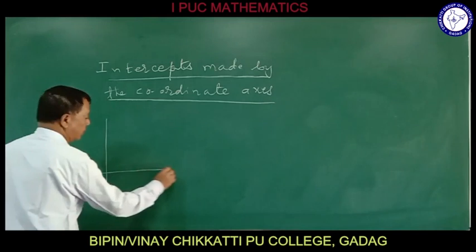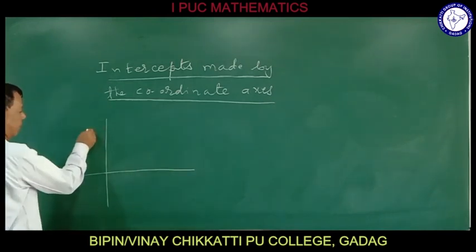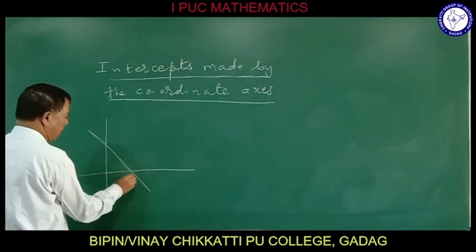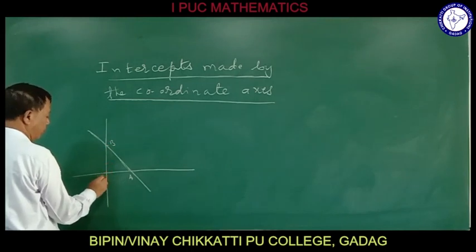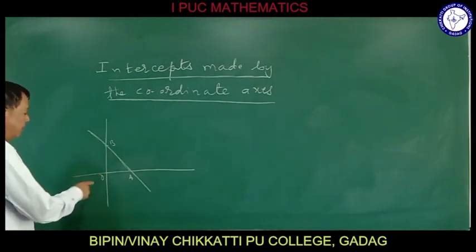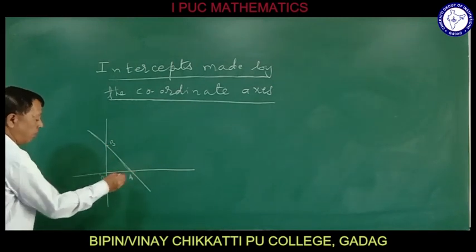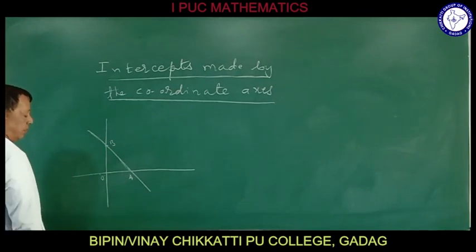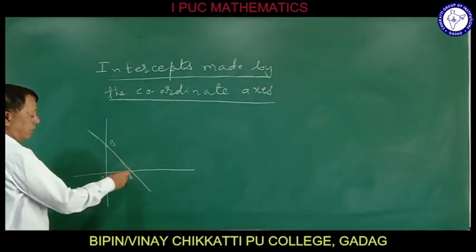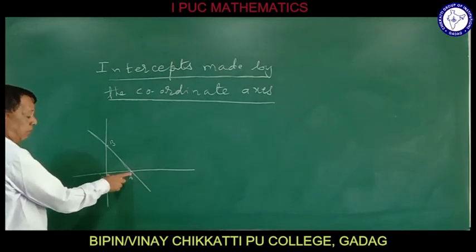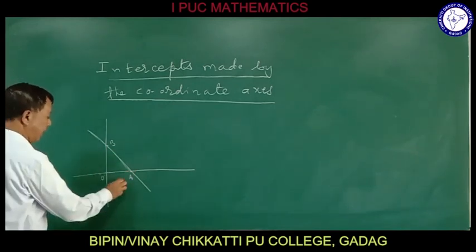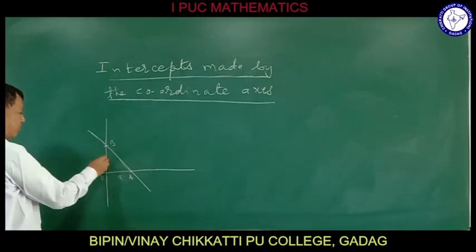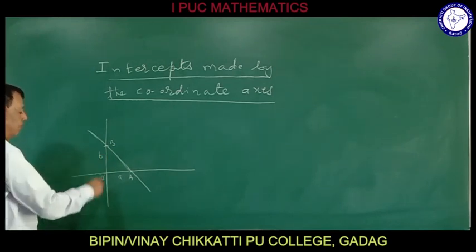You know, this is the x-axis, y-axis. This is the line which cuts the x-axis at A and the y-axis at B. This is the origin. Here you have to see that OA is called the x-intercept and OB is called the y-intercept. If the line cuts the x-axis at A, then OA is called the x-intercept, denoted by A. And if the line cuts the y-axis at B, then OB is called the y-intercept, denoted by B.